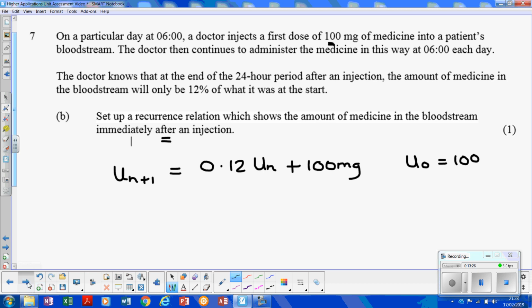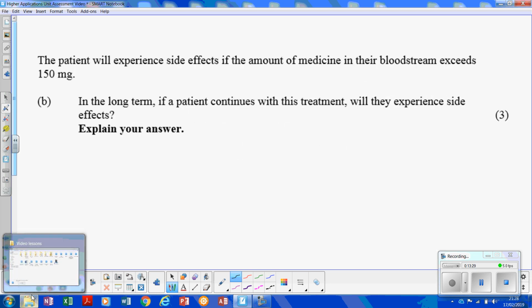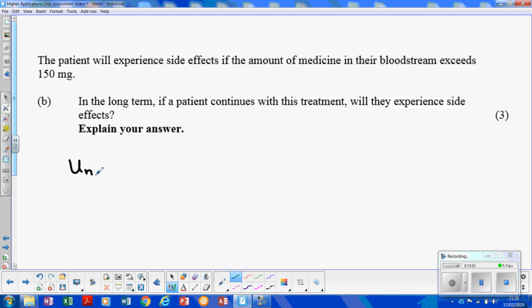Now, next part of this question, it says the patient will experience side effects if the amount of medicine in the bloodstream exceeds 150 milligrams. In the long term, if the patient continues with this treatment, will they experience side effects? Explain your answer. This is a classic question that's asking you to work out the limits. So, our recurrence relation was U(n+1) is equal to 0.12 Un plus 100.